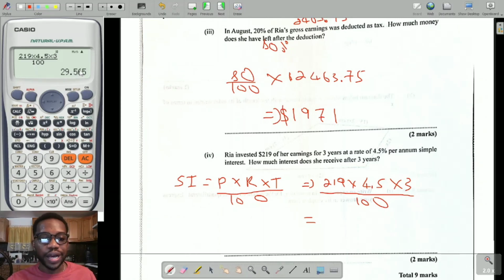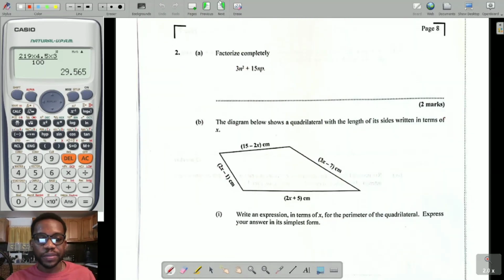Money can only have 2 decimal places. So I'm going to have to round off to 2 decimal places. So that's $29.57. Without the money sign, it is incorrect. Alright, let's go to the next page.